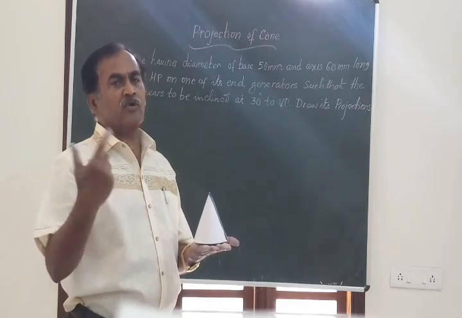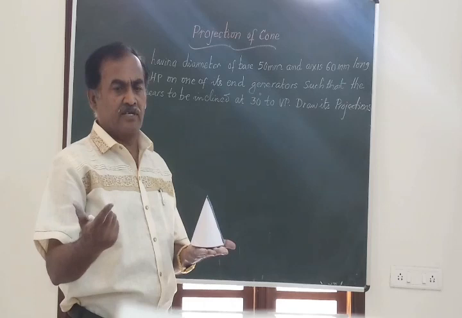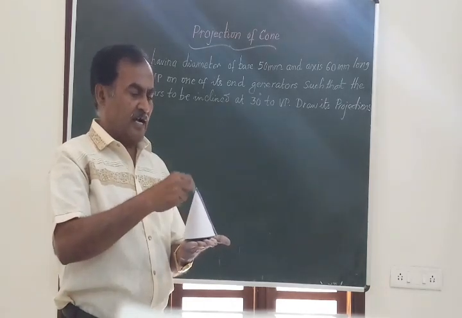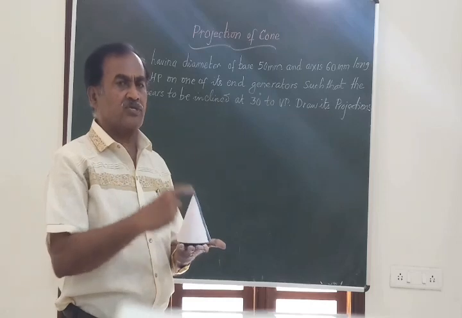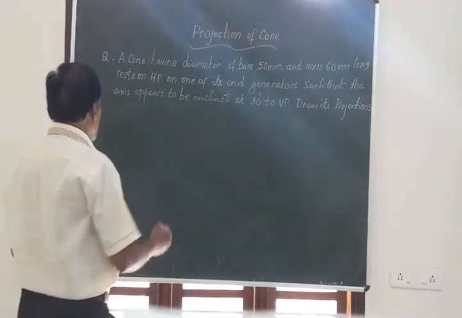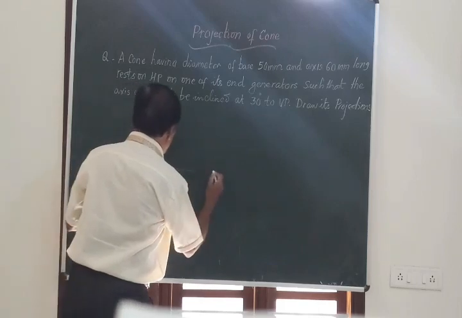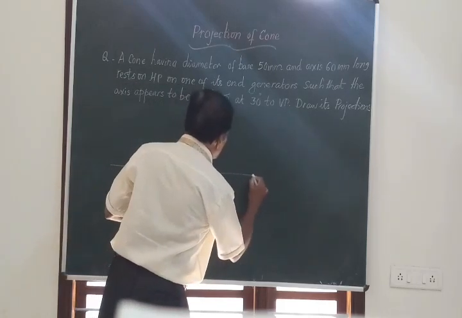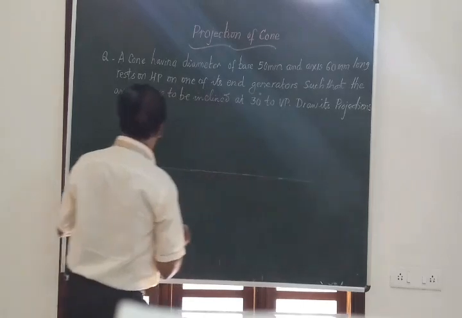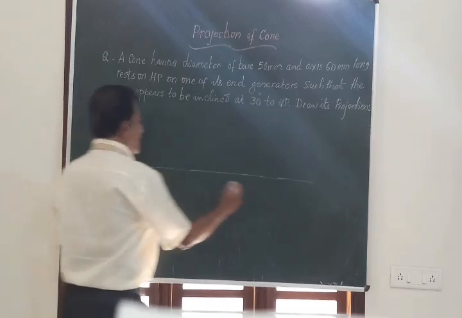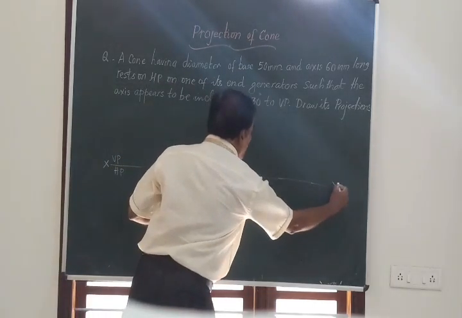Exactly similar to the first question we did, we will have the top view of the solid as a circle, and the front view an isosceles triangle. So let me mark the XY line. Mark XY, VP, HP, and this is the line point Y.